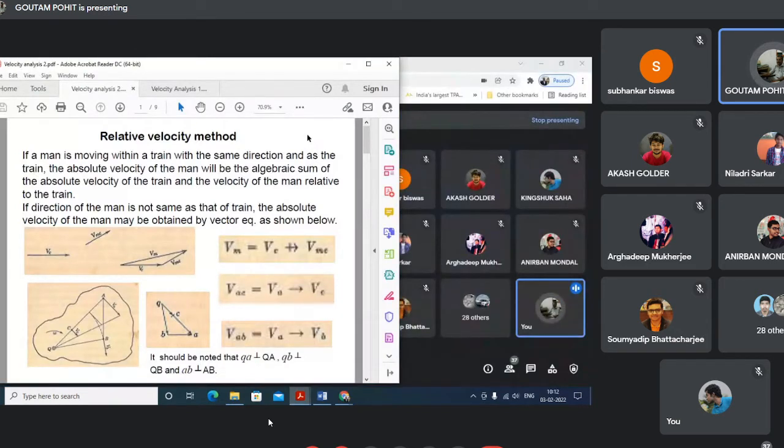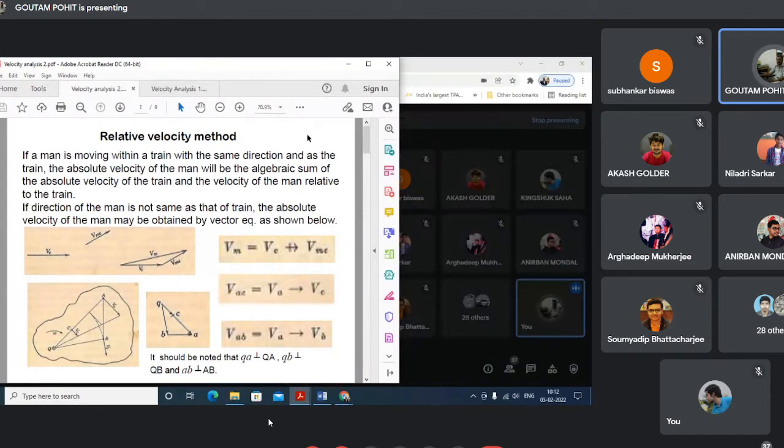What is the relative velocity method? You all know it actually from your higher secondary syllabus. If a man is moving within a train in the same direction as that of the train, the absolute velocity of the man will be the algebraic sum of the absolute velocity of the train and the velocity of the man relative to the train. If they move in the same direction, it's very easy.